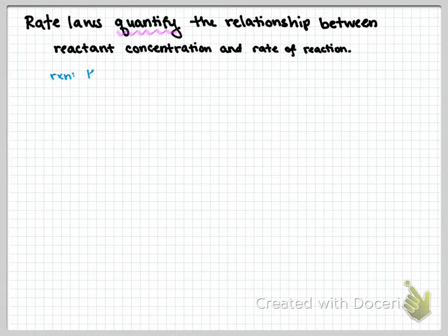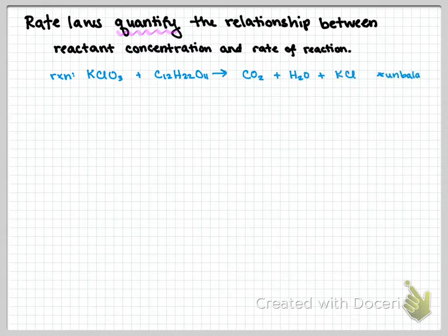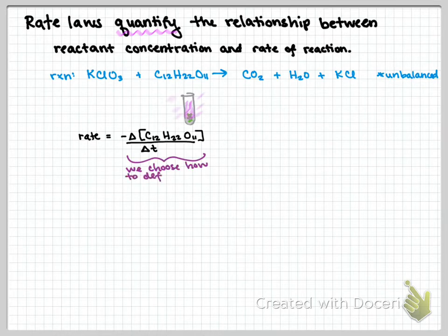So let's choose my favorite reaction. Potassium chlorate is going to react with sugar to form carbon dioxide, water, and potassium chloride. This is the dancing gummy bear reaction. All right, so we could choose to define our rate based on how we're going to measure our reaction, and so we might make a logical choice on how to define our rate.